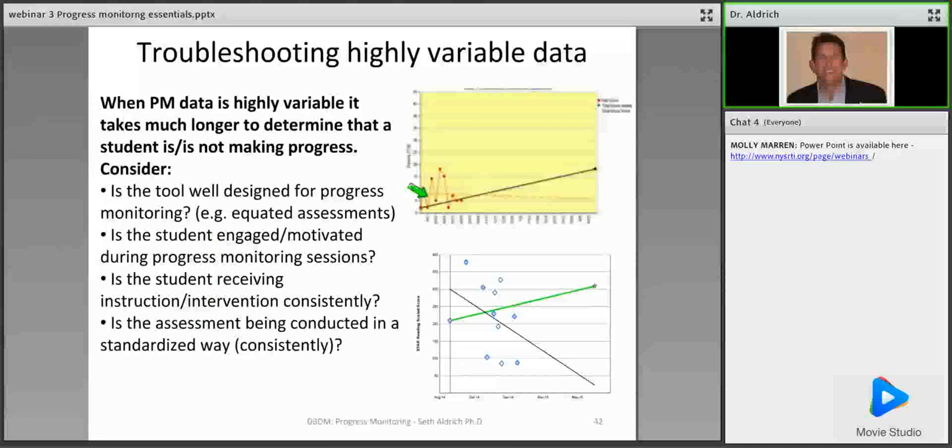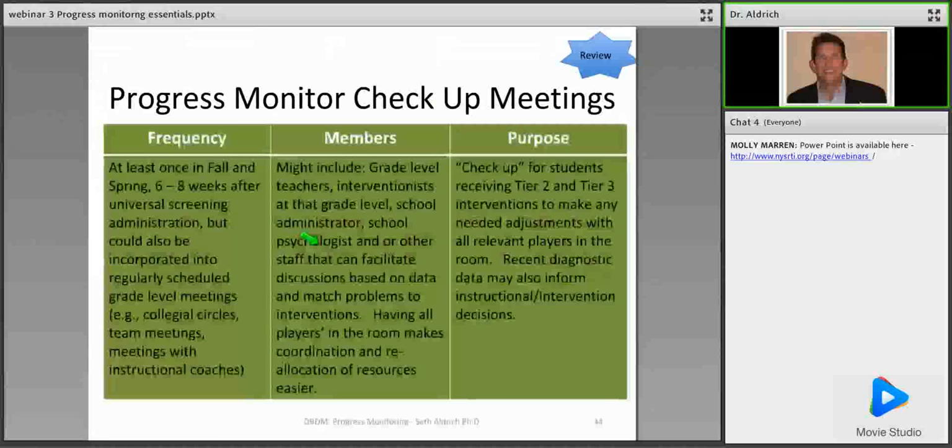When you've got bounce like this, it takes a lot longer. It might be a lot more than 8 weeks to determine whether they're making progress or not. So it's really important to get those measures that are equated from period to period, that have norms so that you know what to expect in terms of targets and rates of improvement. Having those tried and true research measures, there are tons of advantages to that.